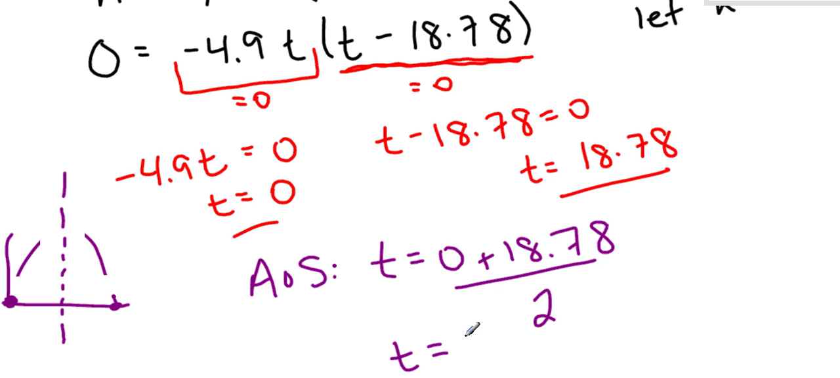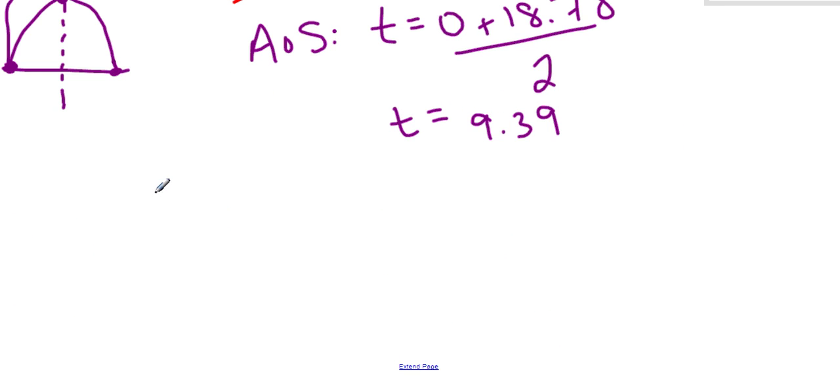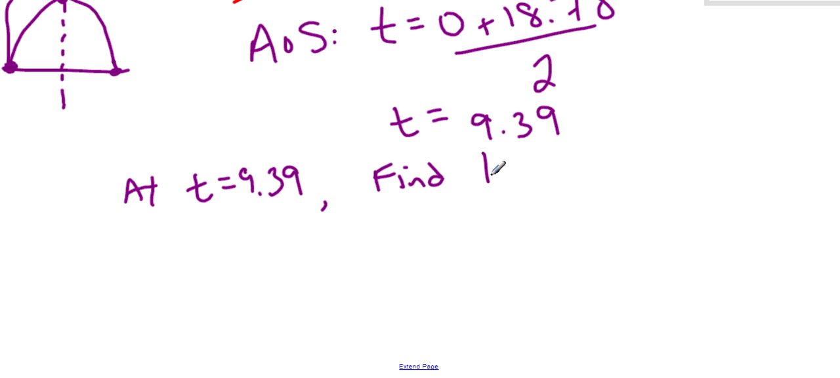9.39. So now we know that the midpoint of the roots is 9.39 seconds, and that means that 9.39 seconds after being fired, the flare hit that maximum point. So now we just have to figure out, well, where is that maximum? So at t equals 9.39, we now need to find the height.